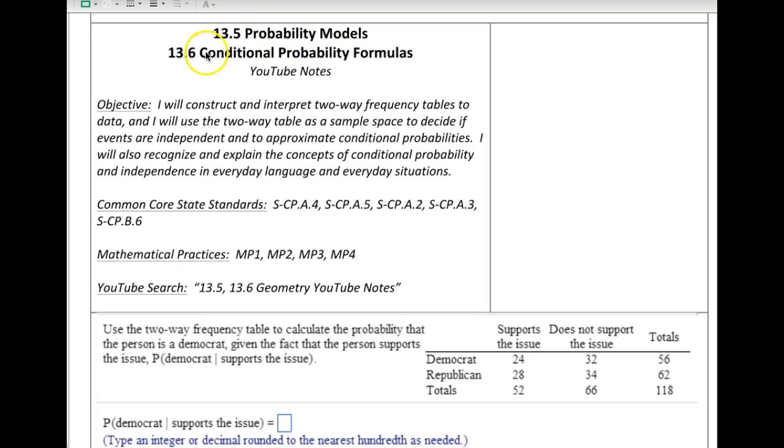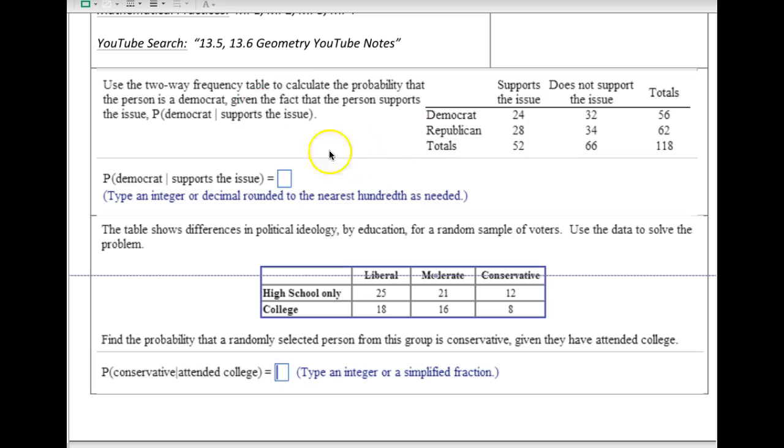13.5 probability models and 13.6 conditional probability formulas. Alright, we're just going to jump right into examples.